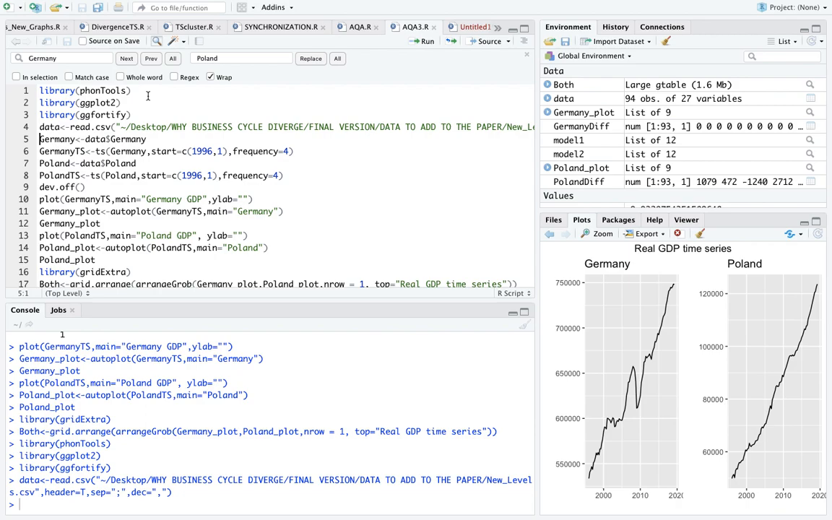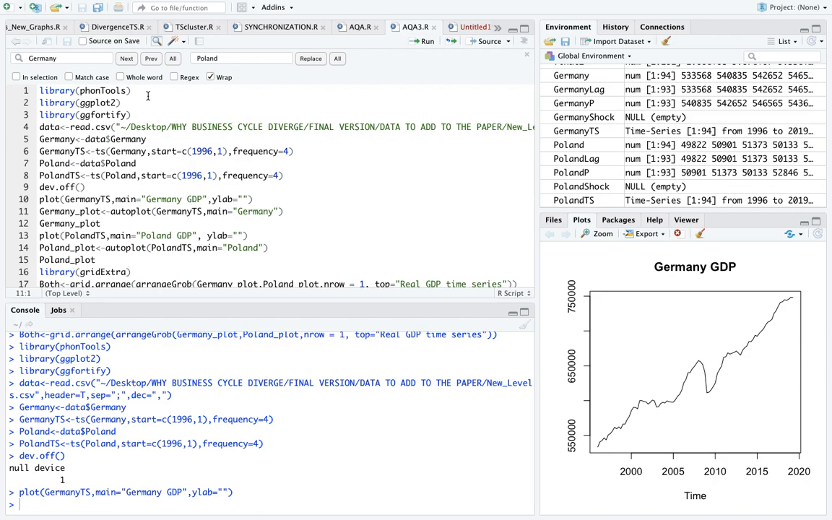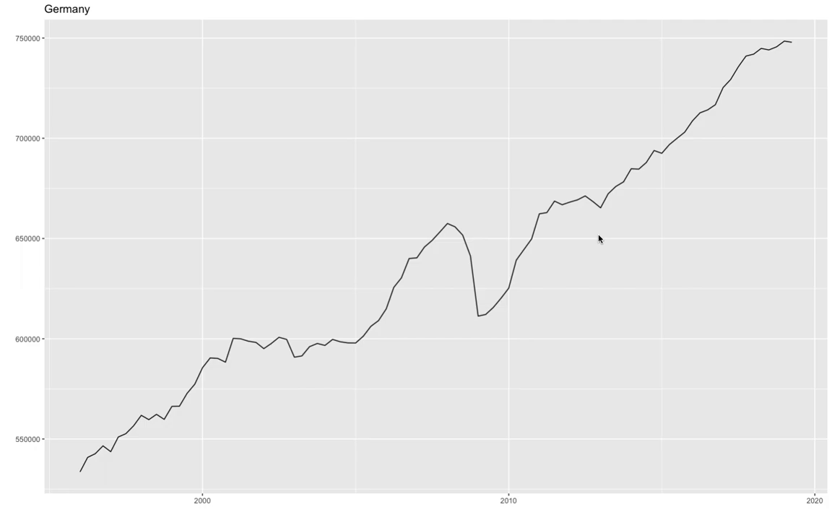Okay, first, let's see real GDP, quarterly real GDP of Germany from 1996 till 2019. And so here you see the graph, but I'm gonna use actually this one because it's much nicer. And what do we see over here? Look, we generally see that the GDP has been increasing, which is not a surprise.